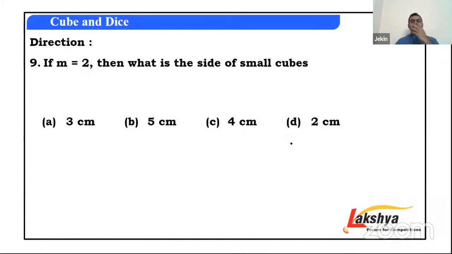Okay. Let's try to solve the next question. Now, here the question is, you have a very large cube in the picture. Now the large cube is cut into small cuts, where M represents the number of cuts. What is M? M represents the number of cuts.